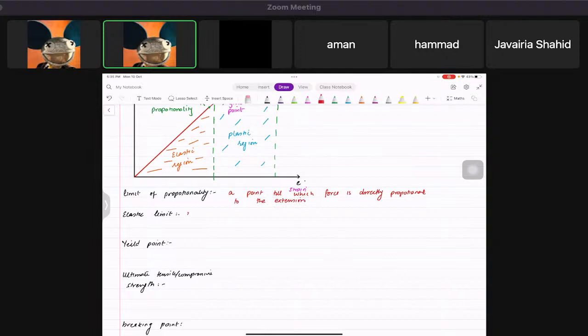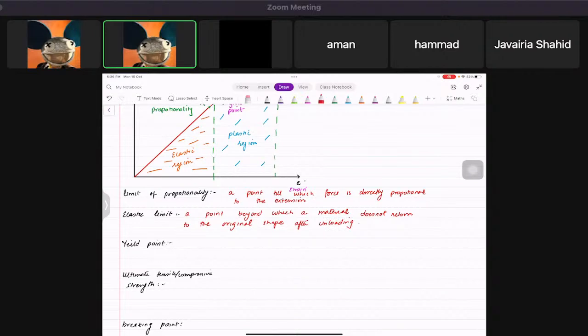Elastic limit, a point beyond which a material does not return to the original shape after unloading. Unloading means that when the force is removed.